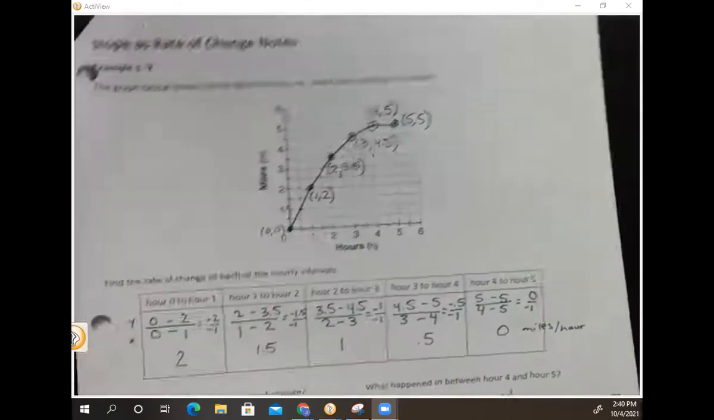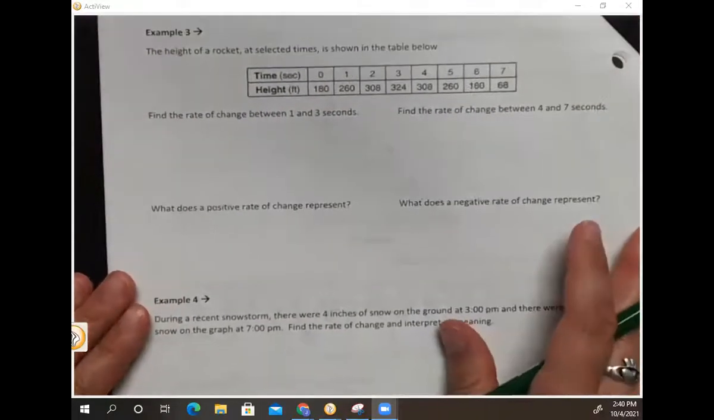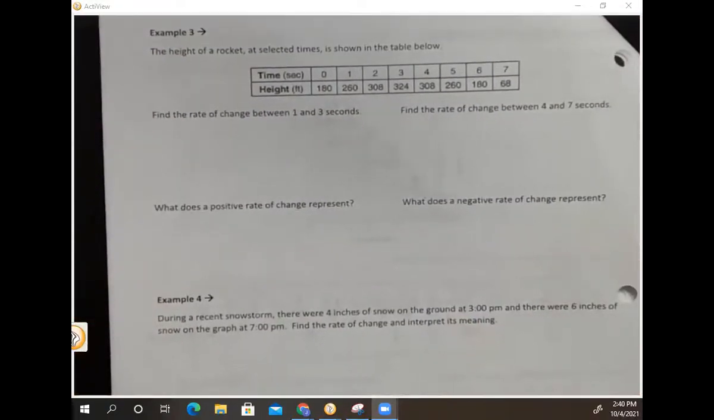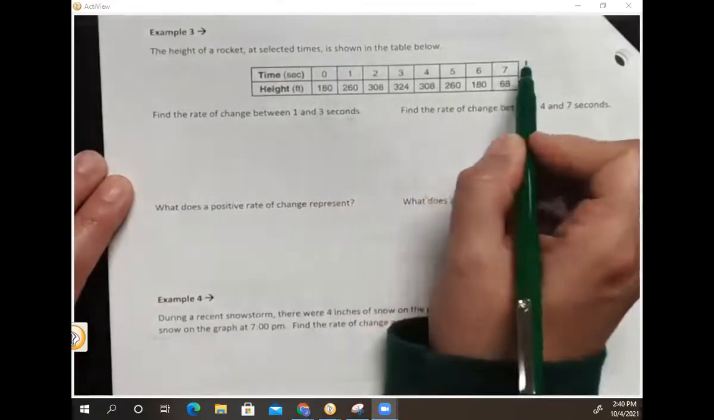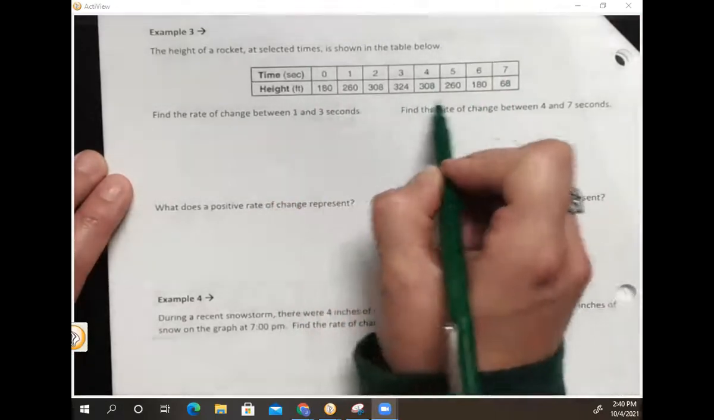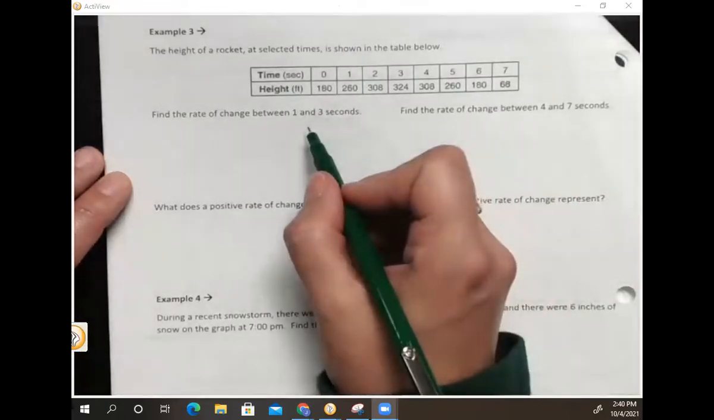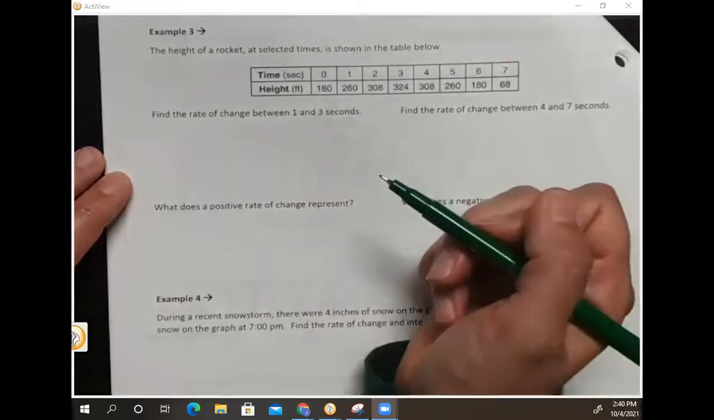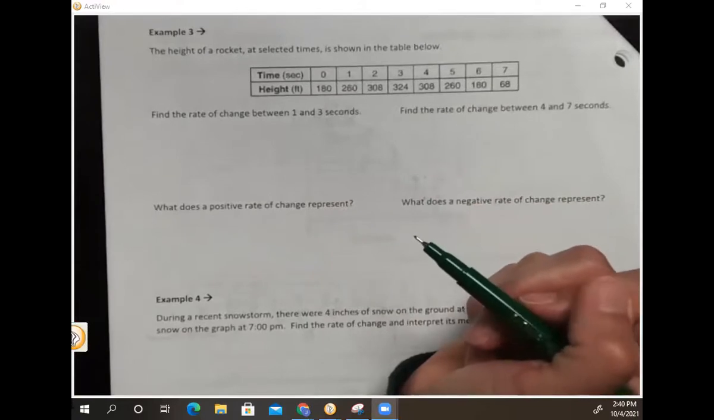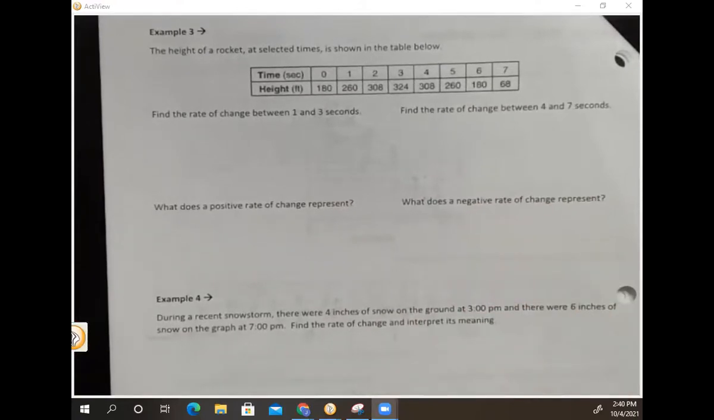Okay. On the next page, we're looking at a table this time. And our table is representing the height of a rocket at selected times. So here's our time since the rocket's been launched. Here's the height of the rocket at those different times. Find the rate of change between 1 and 3 seconds. So what we've done so far is find that rate of change from 1 hour to 2 hours, from 2 hours to 3 hours. Find the rate of change for the parking costs from 2 hours to 3 hours, or 3 hours to 4 hours.